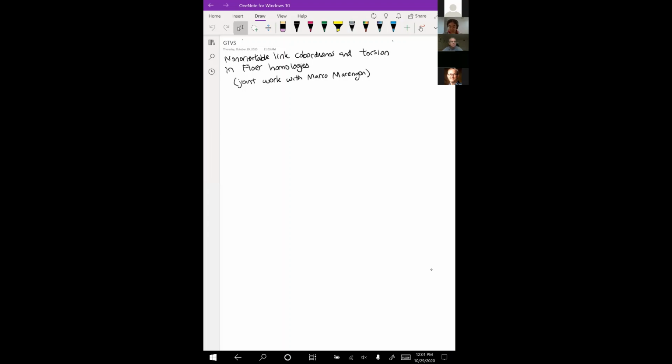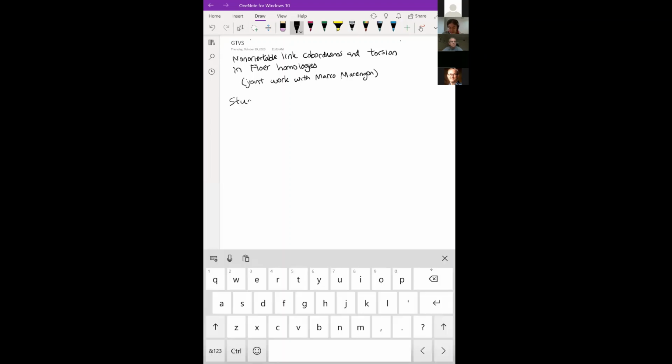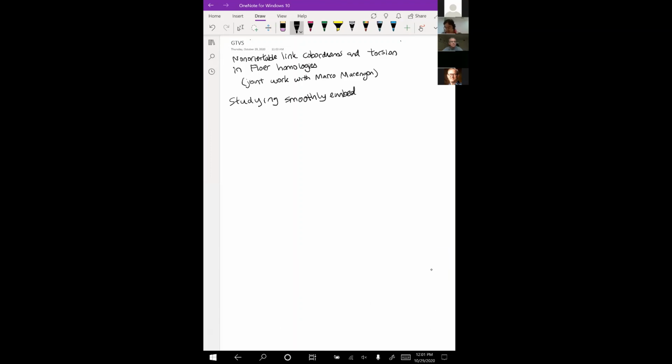Okay. So today I'm going to be talking about non-orientable link cobordisms and torsion in Floer homologies. What we're going to be doing is studying smoothly embedded, not necessarily oriented, cobordisms, primarily between knots.